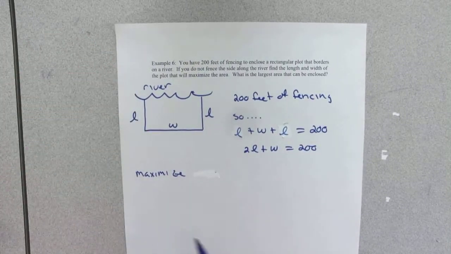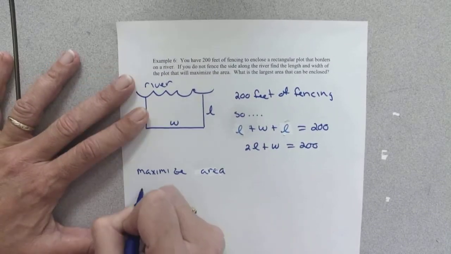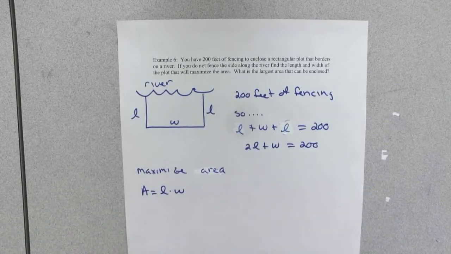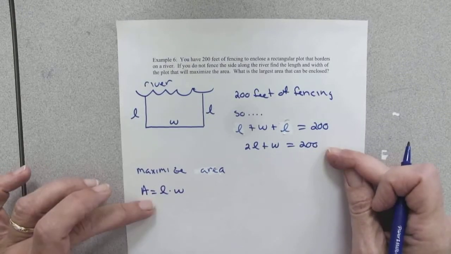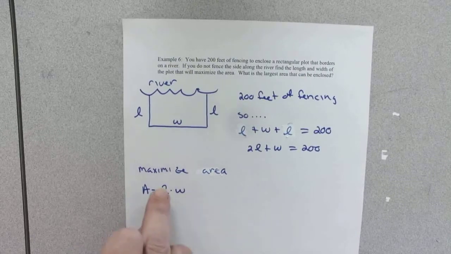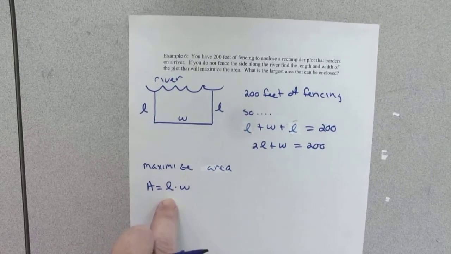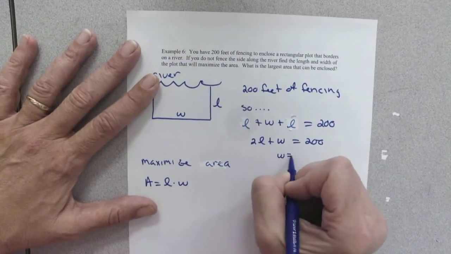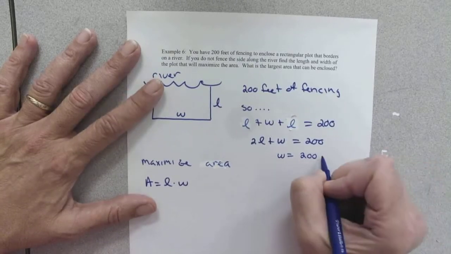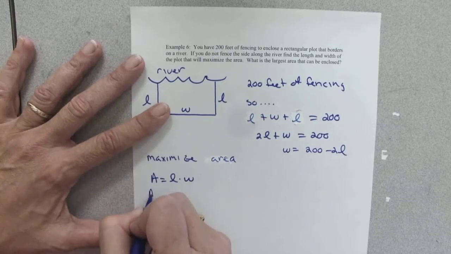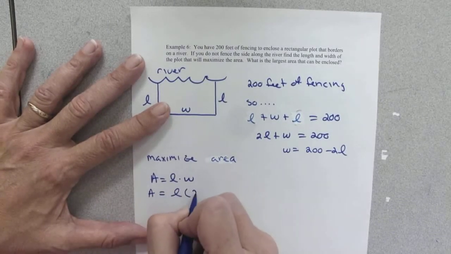Well, let's at least get an equation for area. We all know that area is length times width. Okay, so this is really strange. I got this over here, I got this. These are all L's and W's. What this is called is an optimization problem. And what we need is a formula in terms of one variable. And so this guy up here, I'm going to solve this for W. So W equals 200 minus 2L.